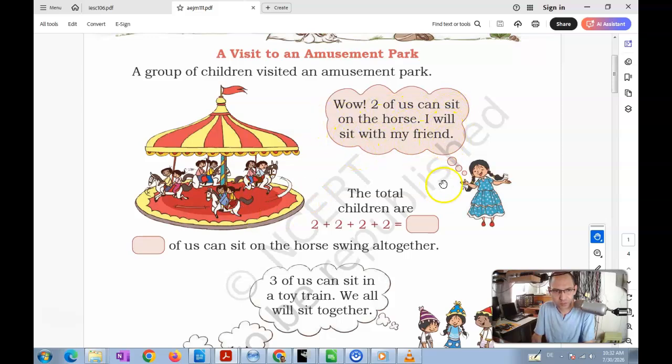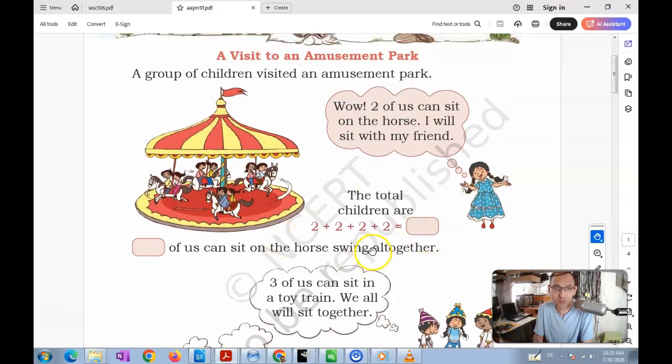I will sit with my friend. What she's saying is that on every horse 2 people can sit, which means one horse, two people can sit, another horse 2 people, another horse 2 people, another horse 2 people, and so on and so forth. So the total number of children that can sit would be 2 plus 2 plus 2 plus 2, which is 8, right? So we can say that 8 of us can sit on the whole horse swing all together. Now you can imagine that calculating this would be easy. There is no problem with that.